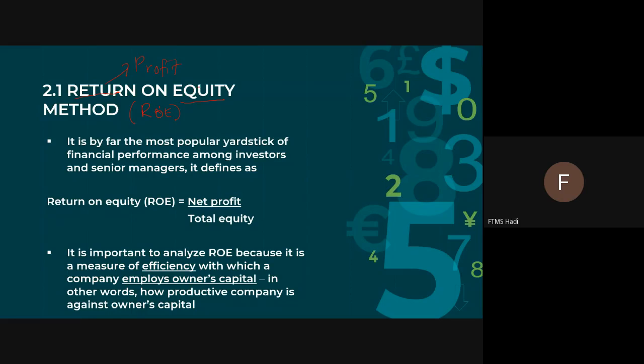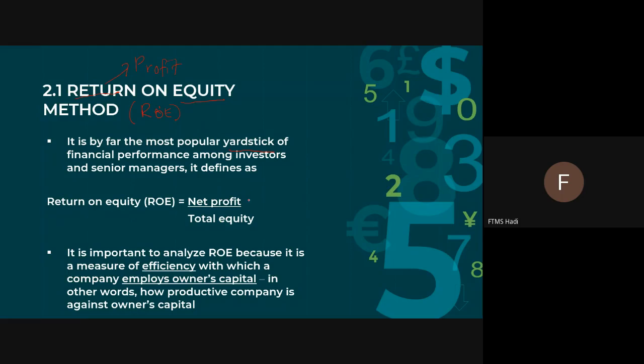It is by far the most popular yardstick of financial performance among investors and senior managers. We call it a benchmark. Most investors will look at this ROE, return on equity. If ROE is quite high, that means the performance is very good. So how do we define ROE? The formula is net profit divided by total equity.